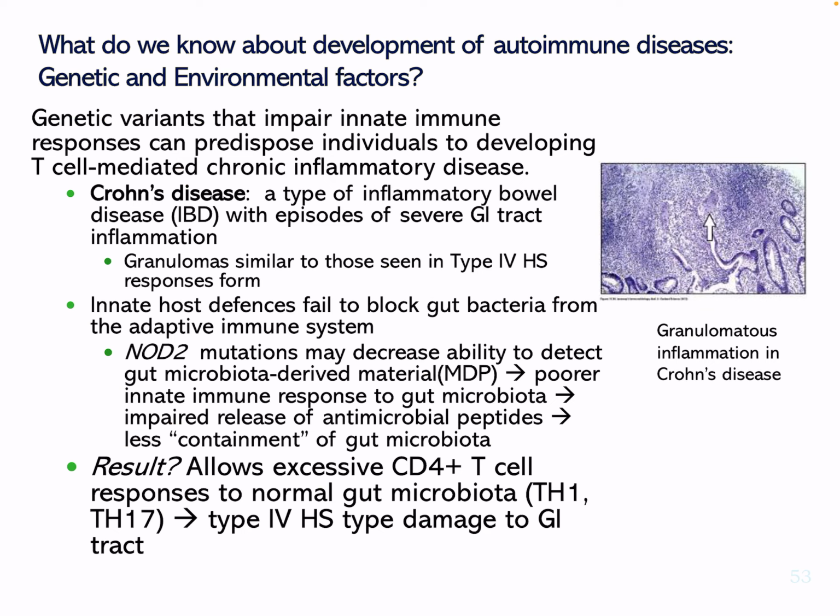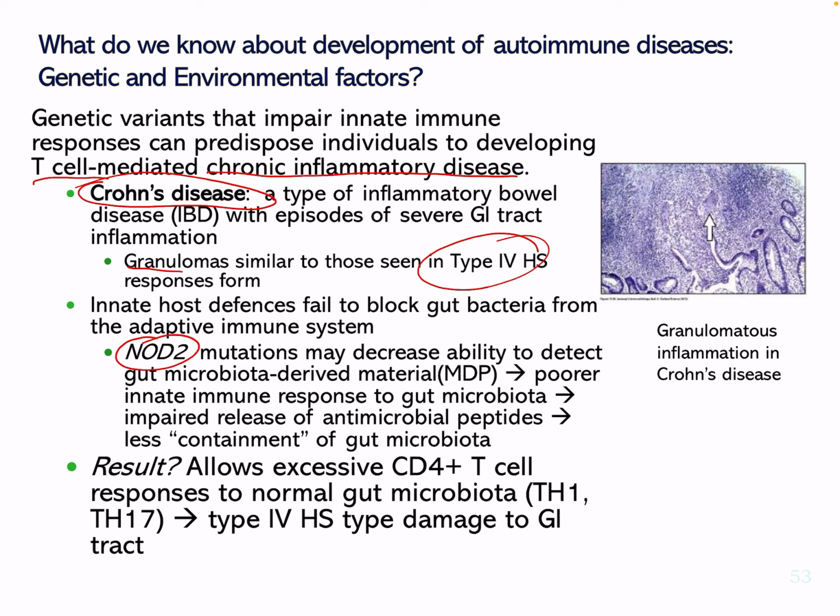So genetic variants that impair innate immune responses can predispose individuals to developing T-cell mediated chronic inflammatory responses. One example of a chronic inflammatory disease is Crohn disease. This is a type of inflammatory bowel disease with episodes of severe GI tract inflammation, where we can have granulomas similar to those seen in type 4 hypersensitivity reactions that we talked about with tuberculosis. Innate host defenses fail to block gut bacteria from the adaptive immune system.